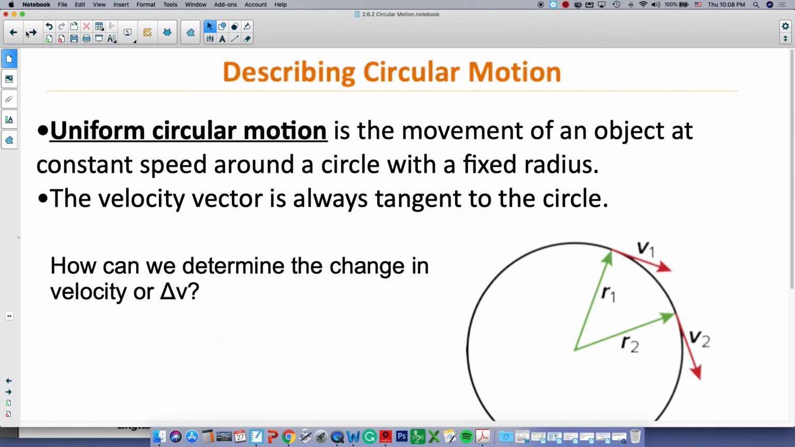So, starting out, I kind of talked about this already. Uniform circular motion is just an object moving in a circle. It's got a fixed radius and constant speed. That constant speed is the uniform part of that. And again, I said the velocity vector is always tangent to the circle.